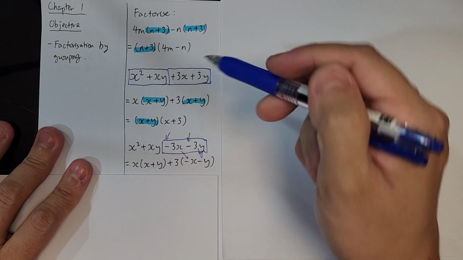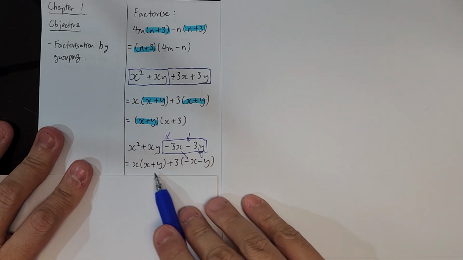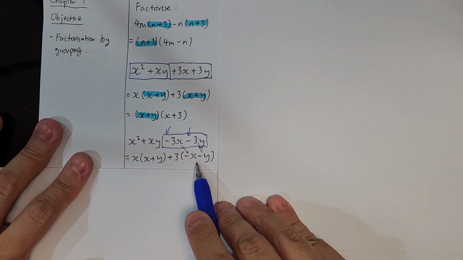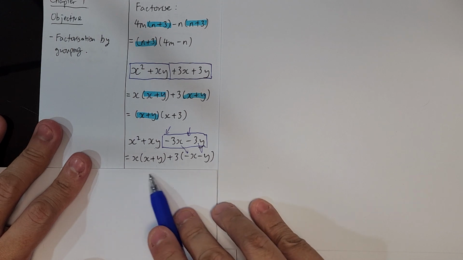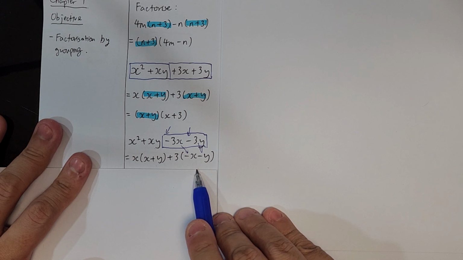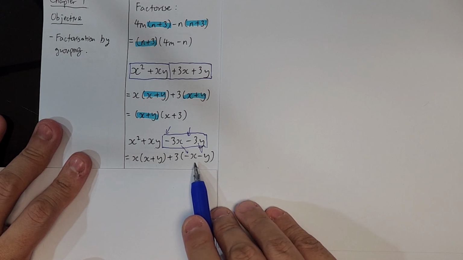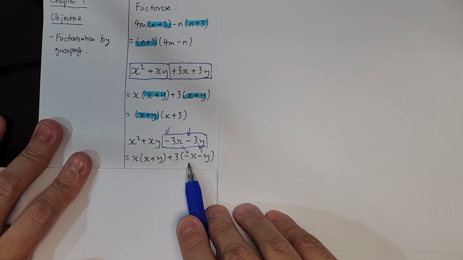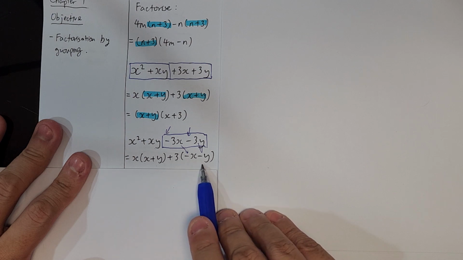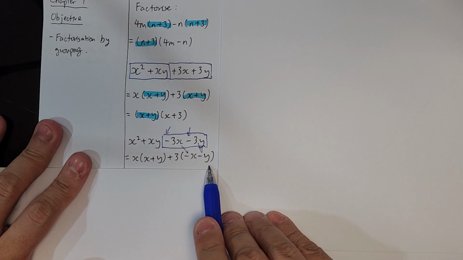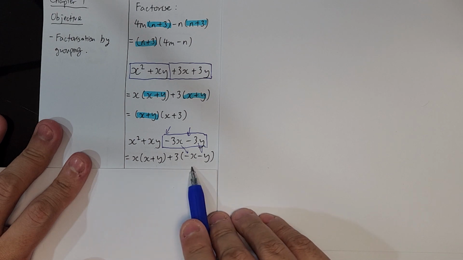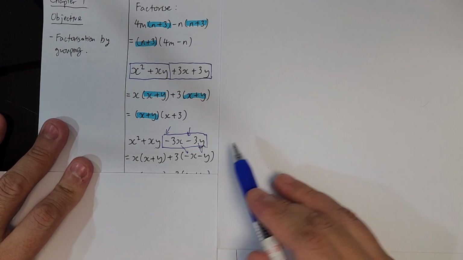Now, if I look back at this question, one bracket is x plus y and the other bracket is negative x minus y. They are obviously not the same. But I can change the sign. If I change negative x minus y to x plus y, then they will be the same. So this is what we're going to do in the next step.